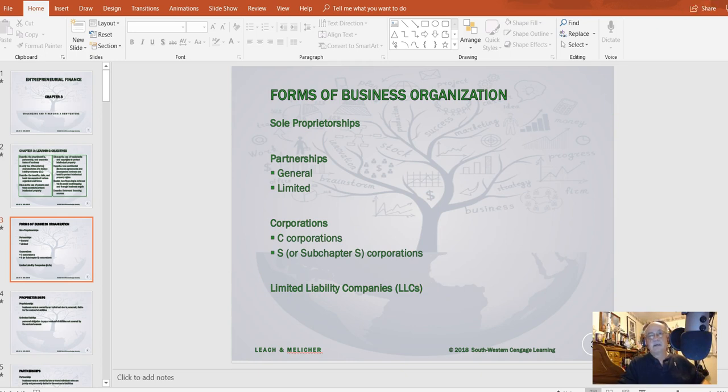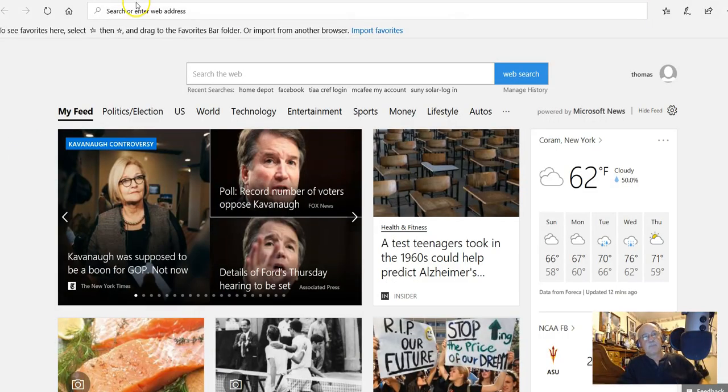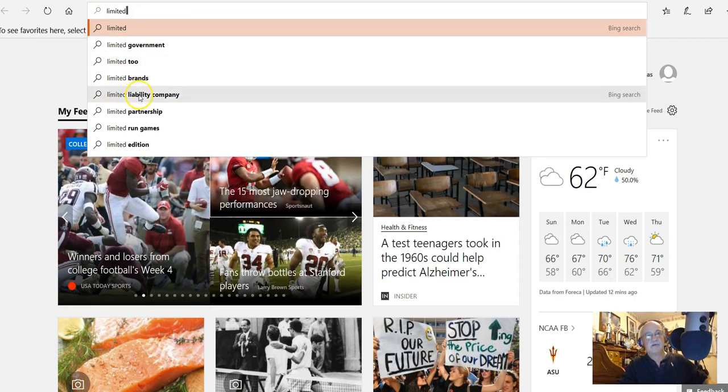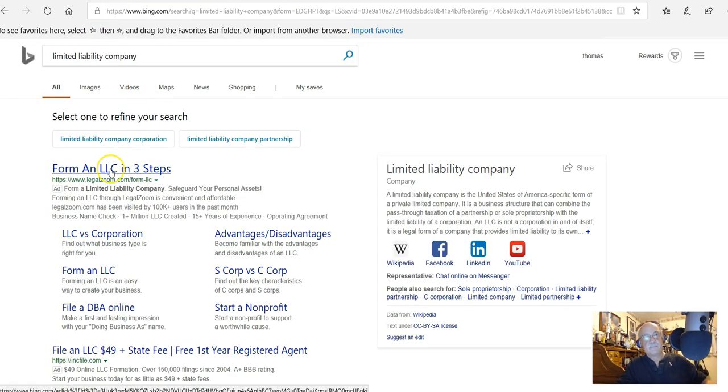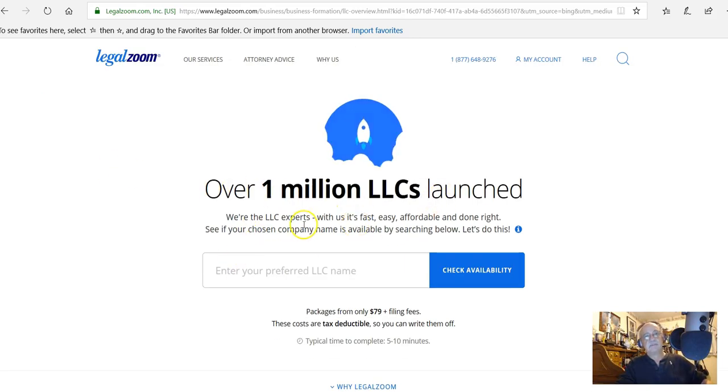And let me go down here a little bit, and let's just see if I could find something on a limited liability corporation, just to show you. So if you go right here, right, limited liability company, and look how simple: form an LLC in 3 steps, right? And that's how over 1 million LLCs launched. You see how simple this all is? And this is a great site. You people should be aware of LegalZoom.com.